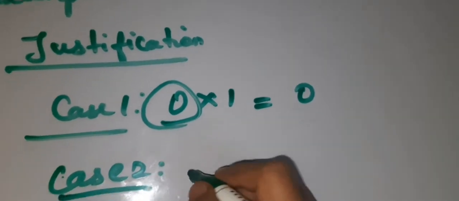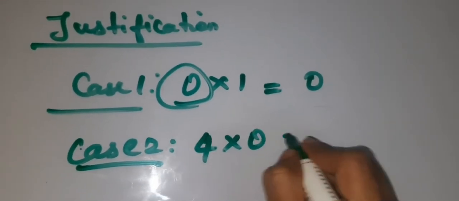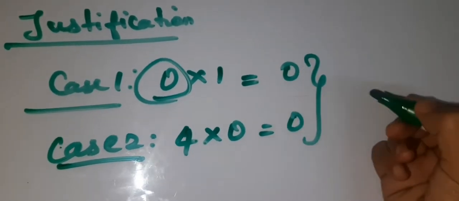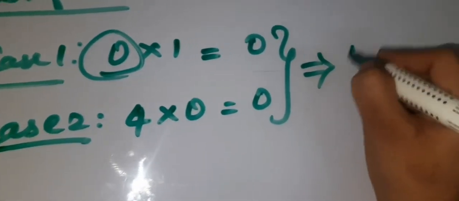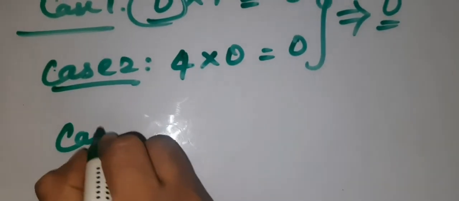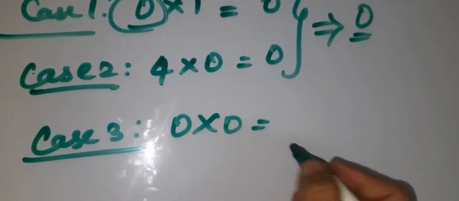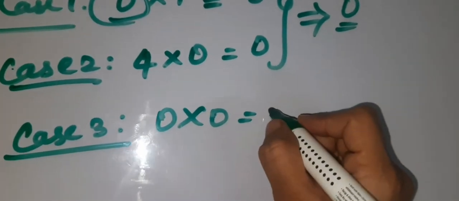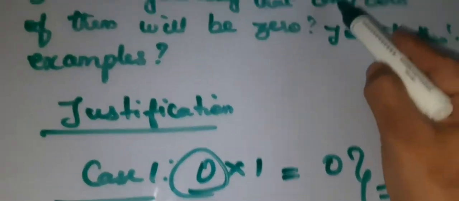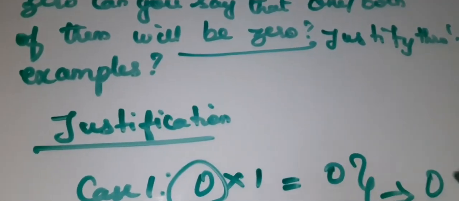Now in the second case, we'll take the first multiplicand as a number and the other multiplicand as 0. So 4 into 0 is 0. In both cases, if any one multiplicand is 0, the product is also 0. Now let's check the other case, case 3, where both the multiplicands are 0. When both the multiplicands are 0, the product is also 0. So it is justified: if any one or both of them is 0, then the product will also be 0.